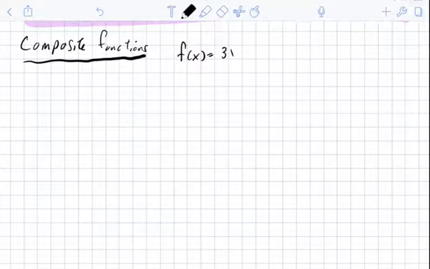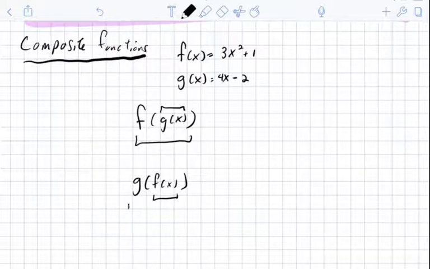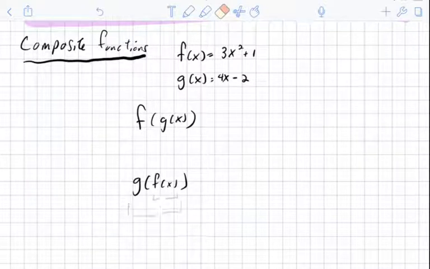3x squared plus 1, and g of x is x minus 2. How about 4x minus 2? Okay? Then this is a composite function, and this is a composite function. We talked last time, we introduced these ideas as composite functions. The idea is first you evaluate that one, and then you evaluate that one. Or first you evaluate this one, and then you evaluate this one, and the numbers you're going to get are different. So these two composite functions are different from each other.